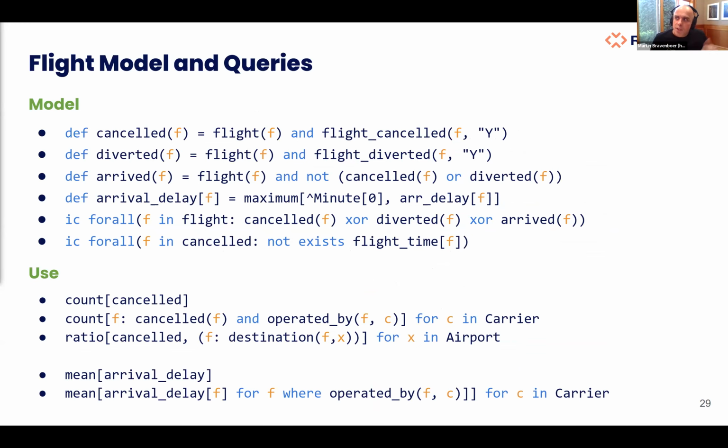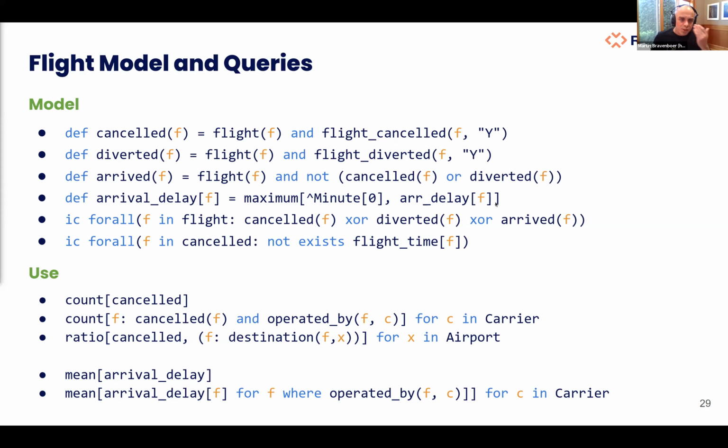Again, I'm hoping that the syntax is intuitively clear. We clearly define which flights are canceled, diverted, and arrived. There's a set of canceled flights, which are flights, and a flight is canceled if it has that string in its field. It has arrived if it is not canceled or diverted. We also define arrival delay as the actual delay, so the maximum of 0 minutes and the arrival delay that we found in the database.